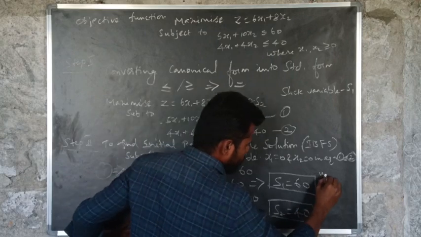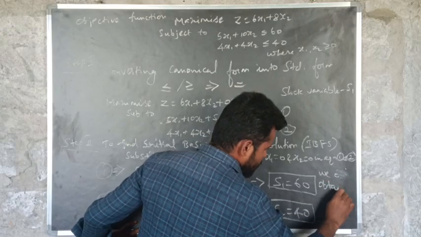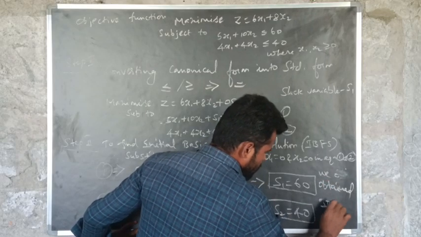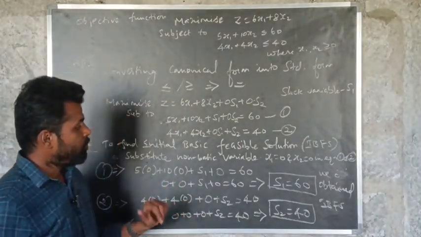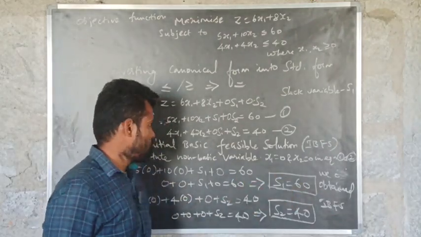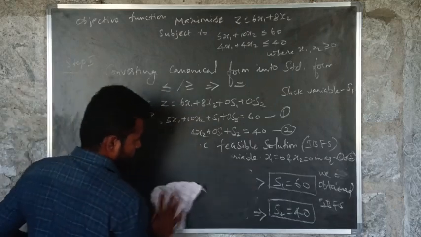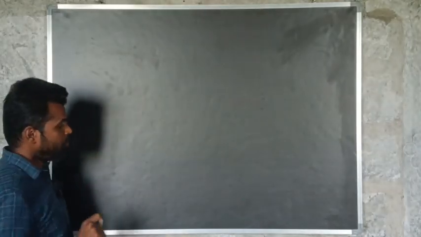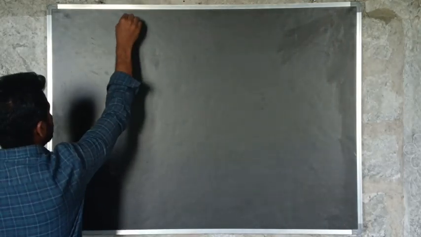So we obtained the initial basic feasible solutions. Now the next step: we are going to test these initial basic feasible solutions for optimality in the iterations. Here, first we're going to start from iteration table 1.